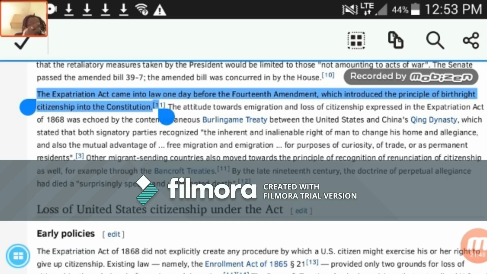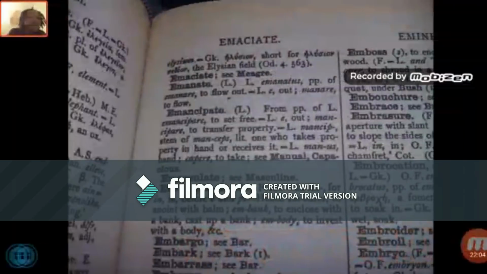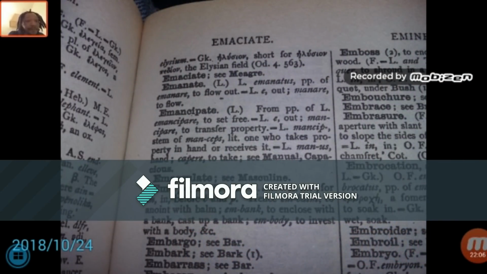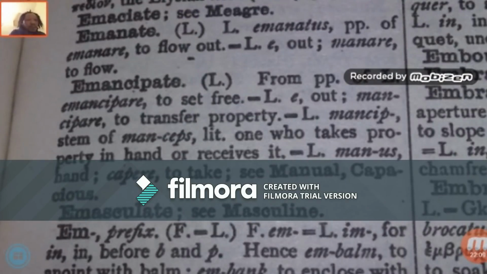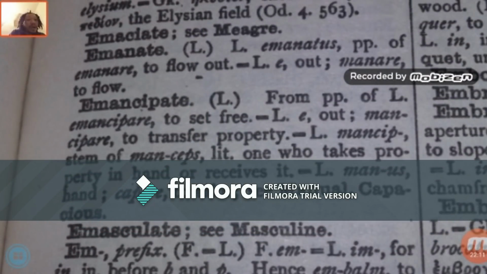Oh, I already went in on this one. Here's just a second copy of it. But yeah, the Expatriation Act came into law one day before the 14th Amendment. So if you don't want to be in the slave status, it sounds like you need to expatriate. That's part of correcting your status, because as we see, to emancipate, to transfer property. One who takes property in hand or receives it.